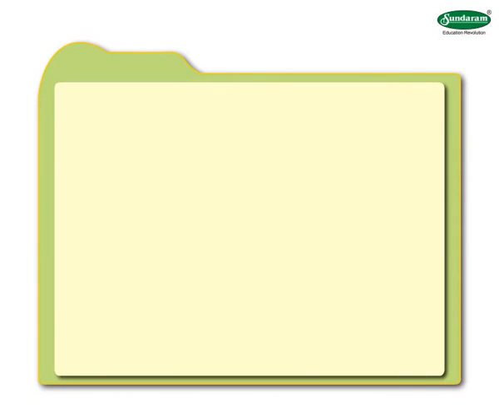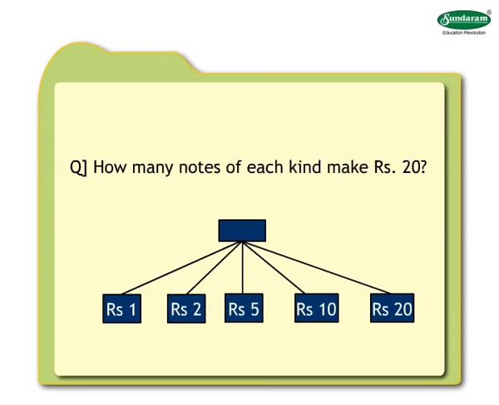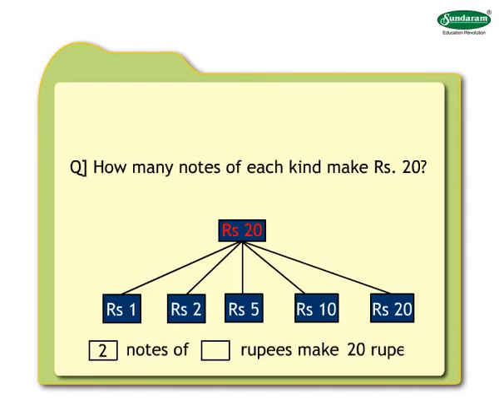Next, let's see how many notes of each kind make rupees 20. See alongside. If we add 20 1 rupee notes, we get rupees 20. Add and see. Write 20 in the box. Keep on adding 2 rupee notes till you get the number 20. You will see that 10 notes of 2 rupees make 20 rupees. Therefore, write 10 in the box.